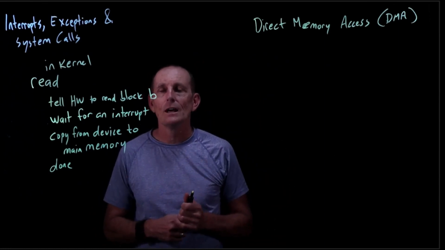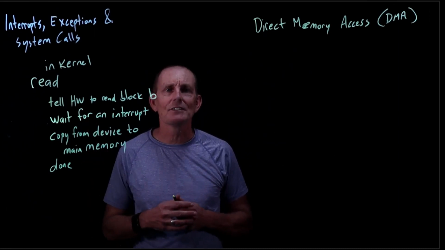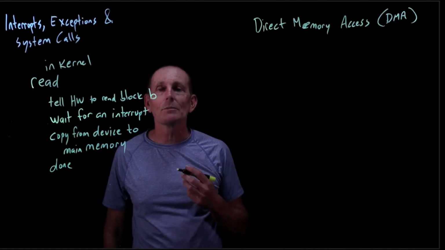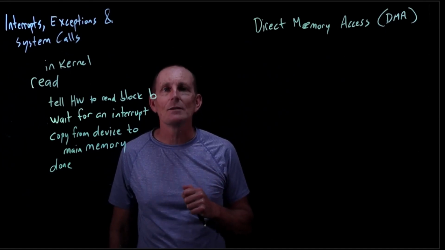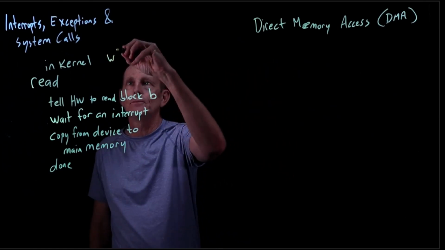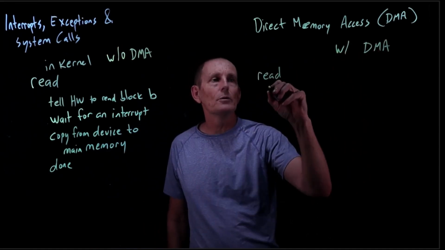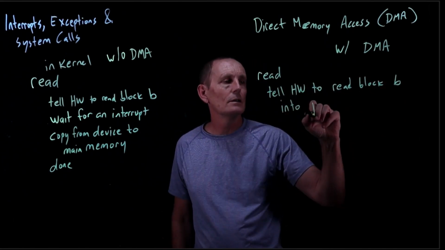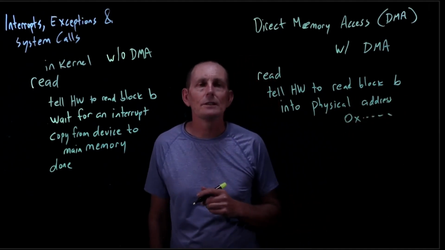Okay. But wouldn't it be nice if the operating system, the kernel, didn't have to get involved in actually doing this copying? And so that's what direct memory access does. What direct memory access does, it says for certain devices, we're going to actually allow the device to have access to the main memory bus. So the distinction would be, this one is without DMA, and this one's going to be with DMA. So here, what would we do in the read? We would again tell the hardware to read block B into some particular physical address. And we give it the physical address.